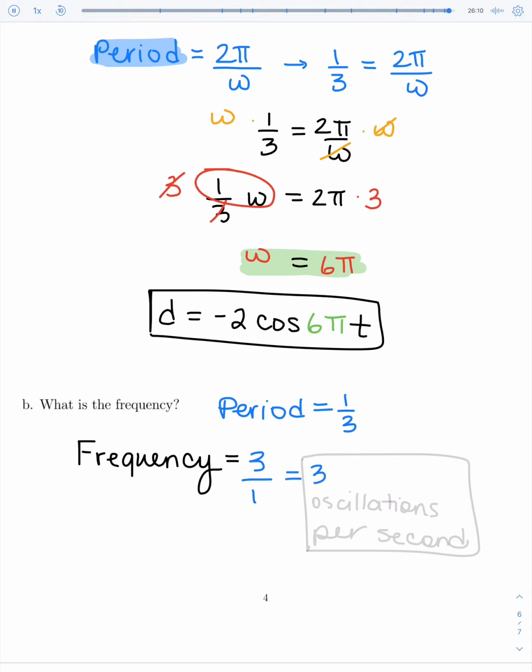And remember, the units of the frequency are oscillations per whatever unit of time we have, which in this one, if we go back up, the unit of time is still in seconds, so this will be 3 oscillations per second. And that's our final answer.